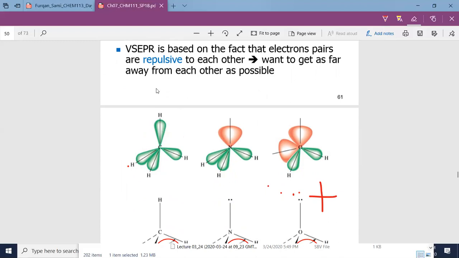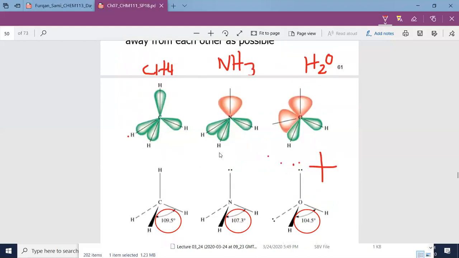So if we jump from CH3, what we were discussing here was CH3, sorry, CH4, to look into another molecule here, which is NH3, right? And then this is H2O. We have this example of these three molecules here. We are looking at that, and we are trying to discuss what is the possible shape for each of them.